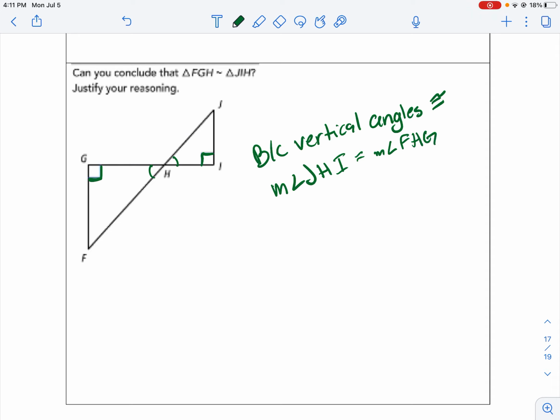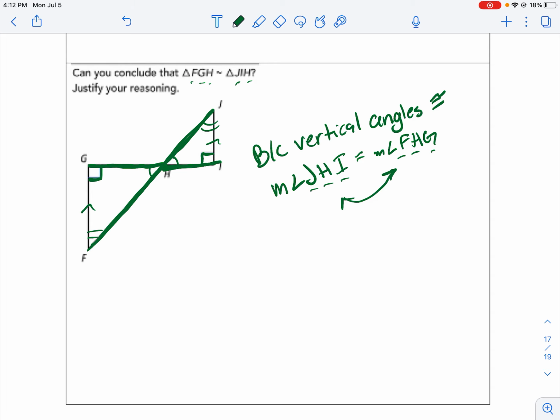The reason why I did that is I started at J, went down to H, and went to I. This angle right here, you have to follow the order in which these are labeled, and the order in which they are labeled matters. As we talked about earlier, F has to be equal to J, G has to be equal to I, and H has to be equal to H, as we showed right here, because of vertical angles. You could have also said alternate interior angles because these are parallel.